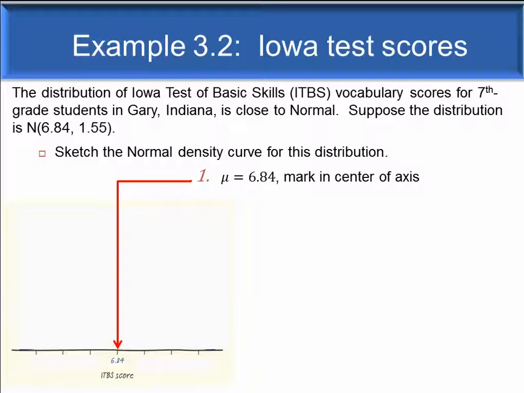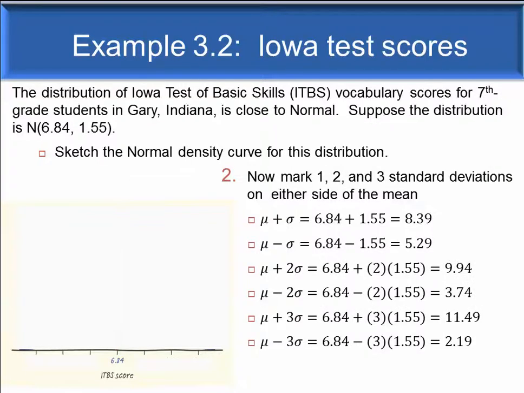We're going to have our center point plus 3 on either side, so 7 evenly distributed marks. And the first one that we mark is our mean, which in this case is 6.84 in the center of the axis. Then we're going to mark 1, 2, and 3 standard deviations on either side of the mean by adding and subtracting the standard deviation from the mean.